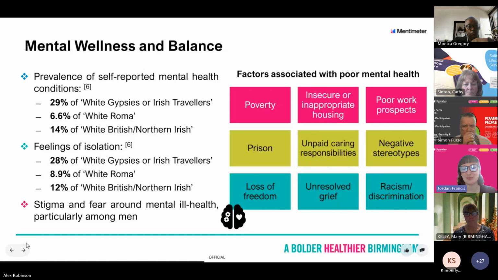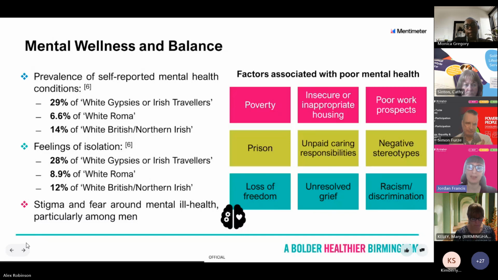Again, you see in some of those a going back to racism and discrimination, and negative stereotypes. It's something that underpins all different aspects of community health. We can also look at experiences of insecure or inappropriate housing, which we'll touch on a little more later, about the actual availability of safe travelling sites.